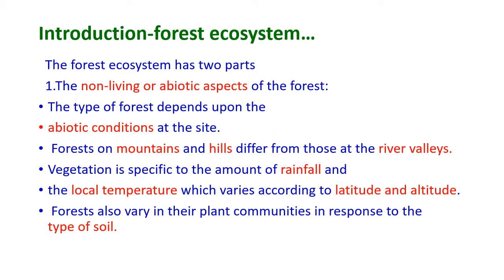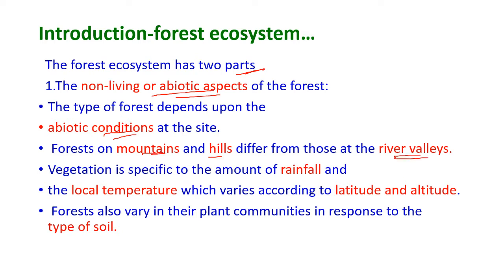The forest ecosystem has two parts, the abiotic factors and the biotic factors, that is the non-living and the living aspects. Here, the first one is non-living or abiotic aspects of the forest. Under this, the type of forest depends upon the abiotic conditions at the site, and forests on mountains and hills differ from those at the river valleys.